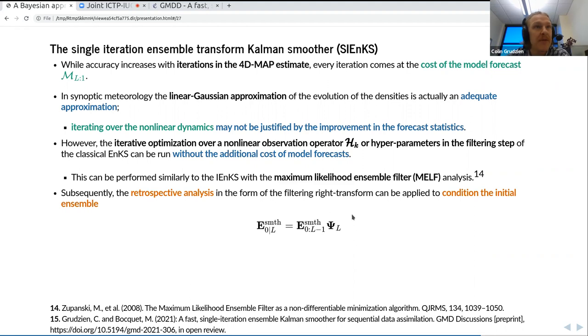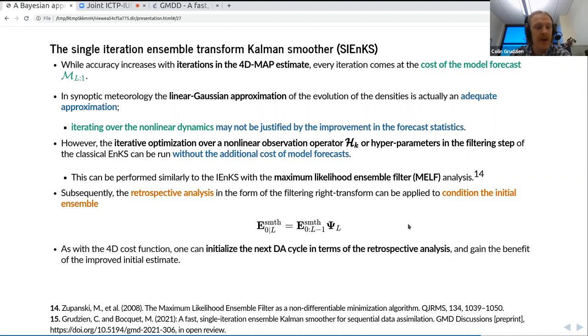That is, again, if you construct your filtering transform, you can produce a filtering analysis with the iterative optimization of the nonlinear filtering cost function, find your transform, and then condition your initial ensemble just the same. And then, as with the 4D cost function, one can likewise initialize the next DA cycle in terms of the retrospective analysis, like we did to introduce the improvement in the forecast statistics by initializing with a smooth prior and gain the benefit of the improved initial estimate.